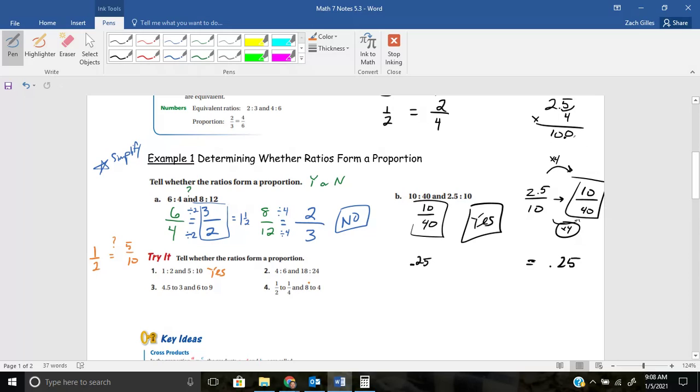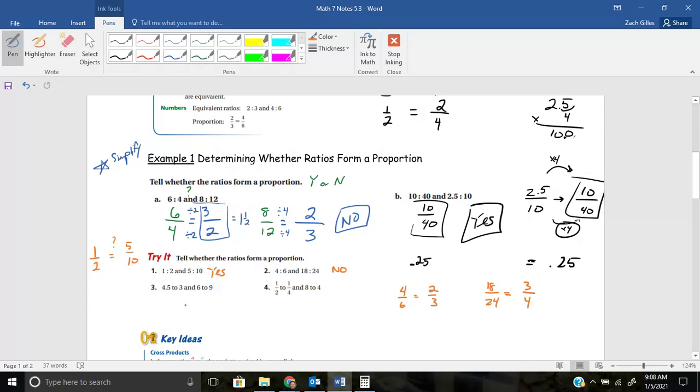4 to 6 and 18 to 24. Kind of looks like it at first. This would simplify to 2/3. 18 to 24 would simplify, if I divided each by, let's see, 6, I'd get 3/4. Ooh, 3/4 and 2/3 are not the same value.